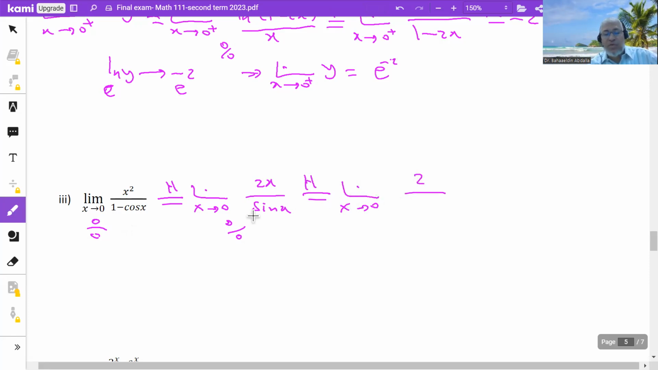Derivative of 2x is 2. Derivative of sine x is cosine x. Now, cosine 0 is 1, so the answer would be 2.